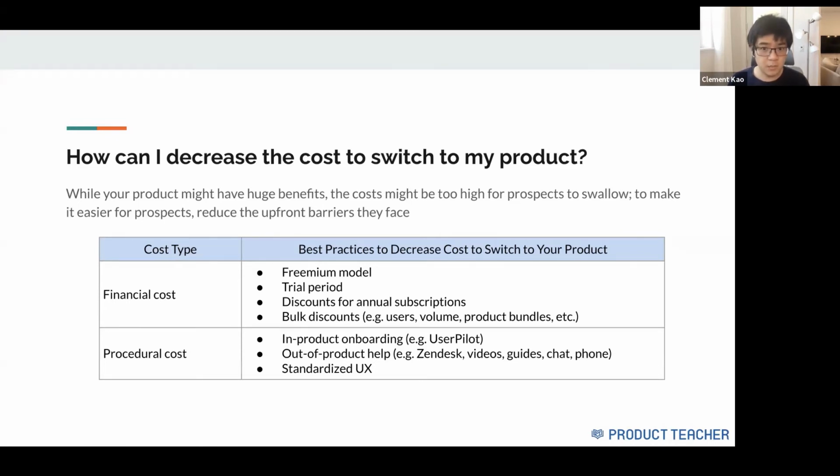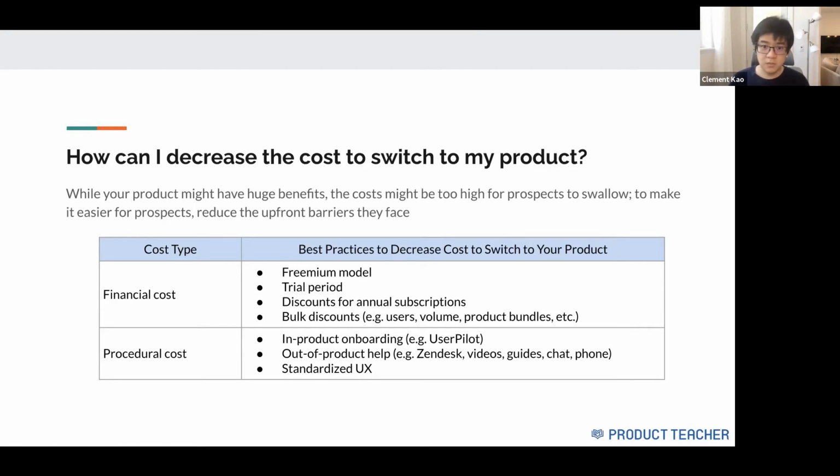And so in-product onboarding, for example, User Pilot, is a really great way to increase your product's return on investment by decreasing the cost to switch to your product. The thing is, just because you implement User Pilot or any other onboarding tool doesn't mean that it makes your product any cheaper from a monetary perspective, from a financial cost perspective, but it definitely reduces the amount of time it takes for someone to use the product, to derive value from it. And so that's why in-product onboarding is such a critical component to use as you're trying to look for ways to make your product stand out and to reduce its cost to prospects.